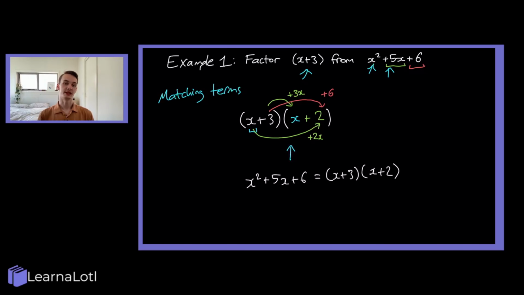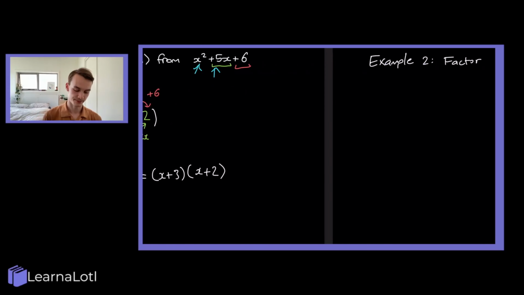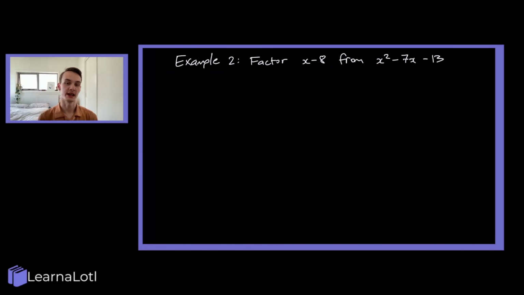Let's have a look at another example where we'll actually have a remainder this time. So we want to factor x minus 8 from x squared minus 7x minus 13. So I'm going to do the same thing as before. I'm going to write what I want factored out and open a bracket, and now I'm going to play my term matching game. I'm going to figure out what terms go in the brackets based off what I want.